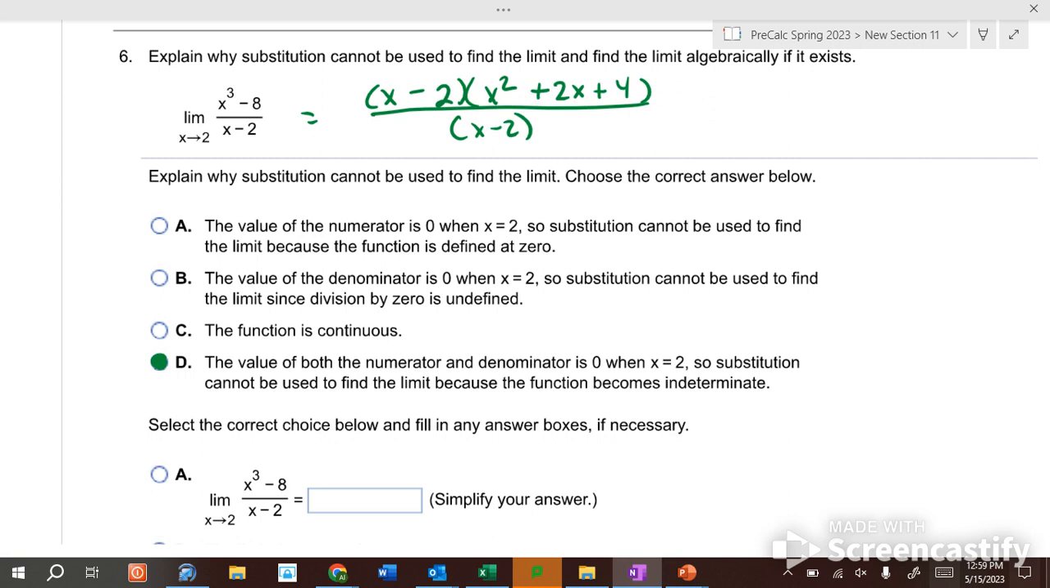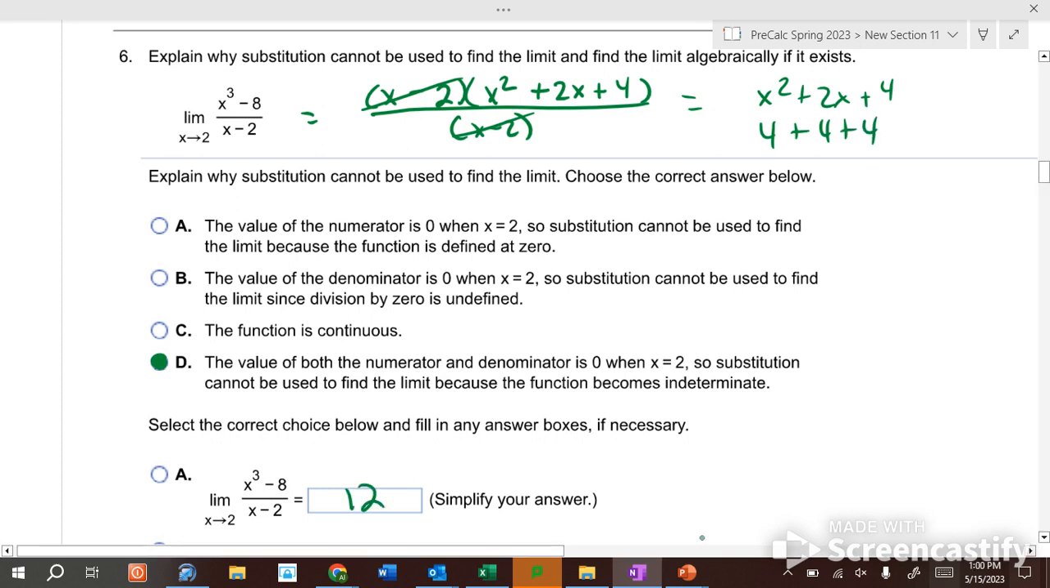Now what can we do? Cancel. We have x squared plus 2x plus 4, which is 4 plus 4 plus 4, which is 12, is our limit. Okay?